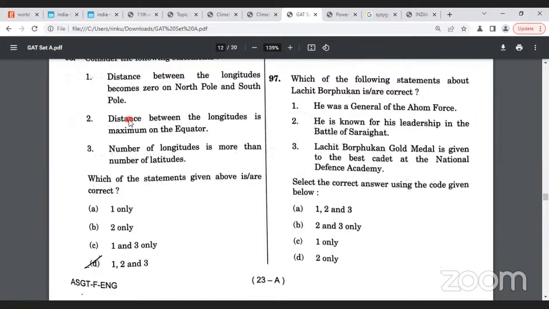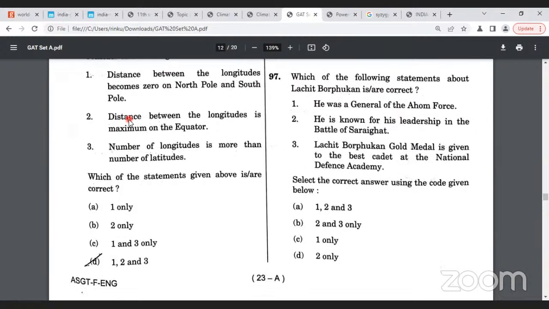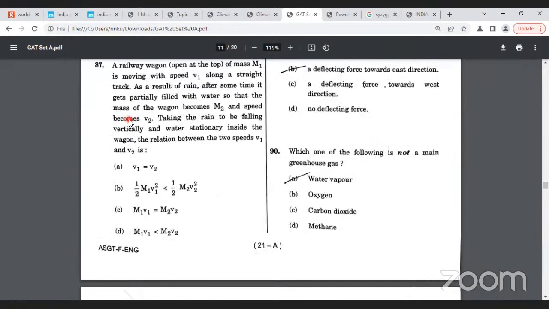And between them, you find 179 longitudes on both sides, in both hemispheres. So the total comes to 360 longitudes, whereas the number of latitudes is 181, because you get 0 degrees latitude, and from there 90 upwards in the northern hemisphere and 90 downwards in the southern hemisphere. So the number of longitudes is always greater than the number of latitudes, almost double. So all three statements are correct, and hence the option is going to be D.